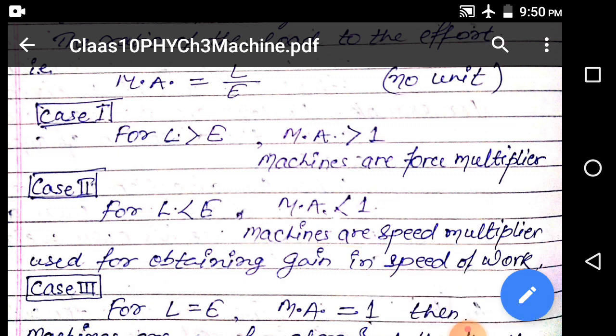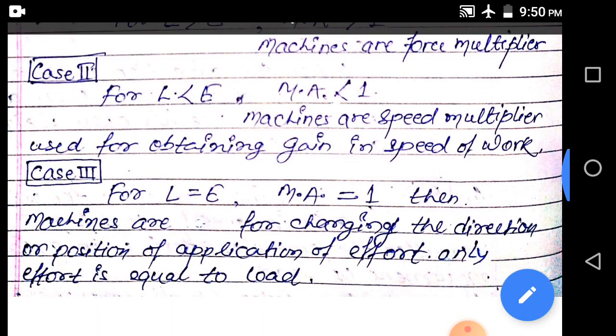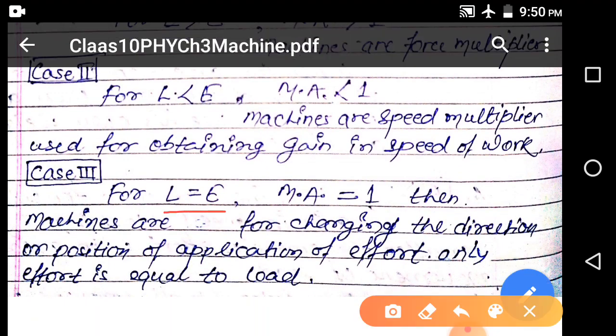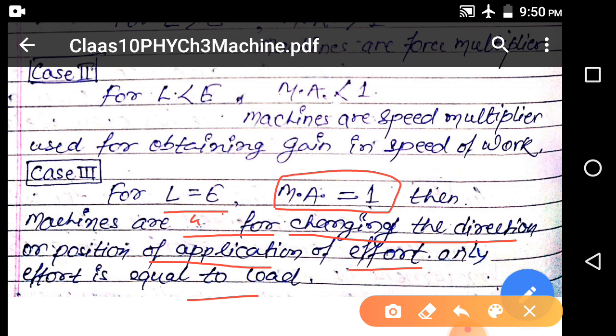Now the third case, when the load and the effort are equal, here the mechanical advantage will be equal to 1, and the machines are used for changing the direction or position of application of effort only. So effort is equal to the load.